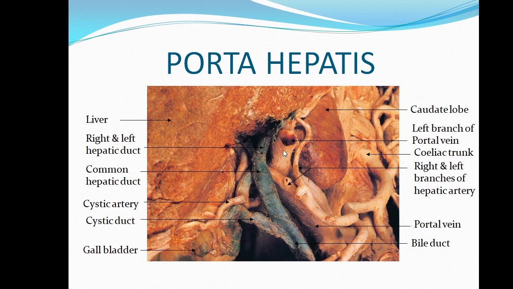Here you can see the portal vein. It lies posterior, also dividing into two, right and the left branch. And these branches accompany the corresponding branches of the hepatic artery and the hepatic duct.